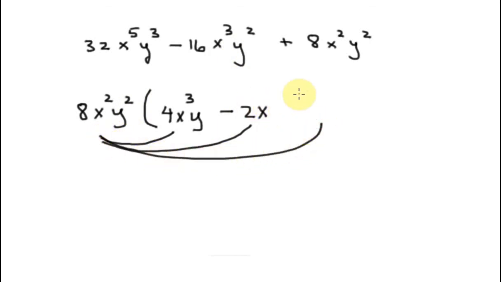On to the last one. I already have 8, so that would just be a positive 1, but we usually don't write the 1. And then I need x squared, y squared. Well, that's what I already have, so I've got to put something there, so I'm just going to times that by 1. And there is my factored answer.